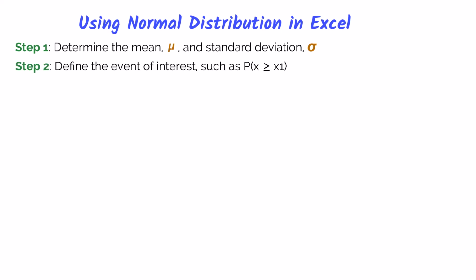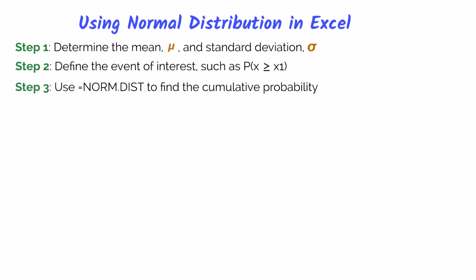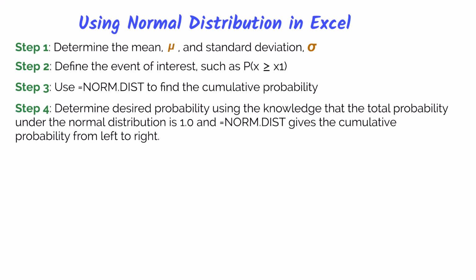The next step is to make sure we understand what the event of interest is that we're trying to solve for. Then we'll be using Excel, and in particular the norm.dist function, to find the cumulative probability. And then in step 4, we're going to find the desired probability that we identified in step 2, using the knowledge that the total probability under our distribution is equal to 1. If you recall in chapter 4, we learned that one of our probability rules says that all of the probabilities added up are equal to 1.